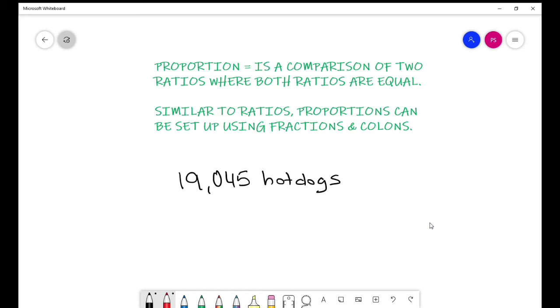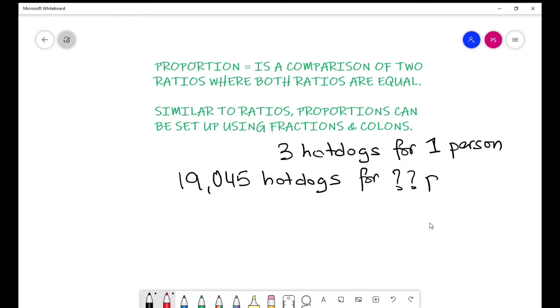Now, the question is, if he has 19,045 hot dogs, how many people can he serve? We can look at the same example and interpret it slightly differently. In the original example, we said that per person, he needed 3 hot dogs. We can also look at it as 3 hot dogs for 1 person. Now, according to that, the ratio is going to be 3 to 1. But then the question is, if he has 19,045 hot dogs, that will be for how many people?